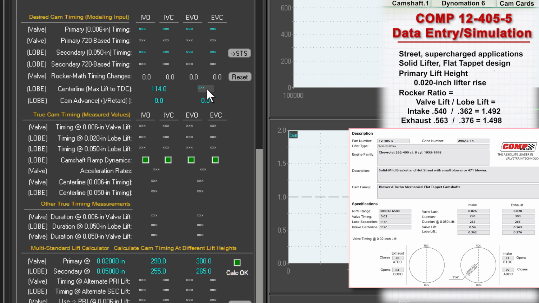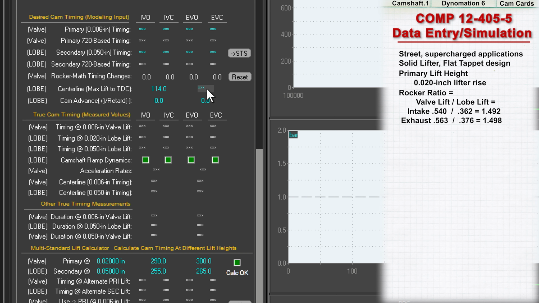Fortunately, we can easily calculate it from the intake centerline and the lobe center angle, or lobe separation as it's referred to on the cam card. Use this formula, ECA equals 2 times LCA minus ICA. The result is 114 degrees.